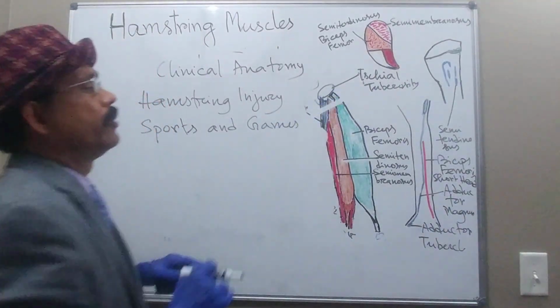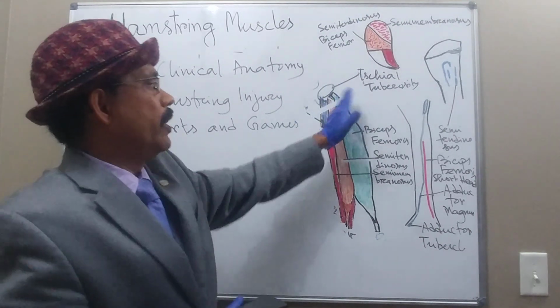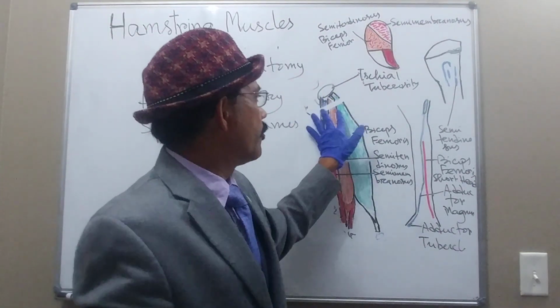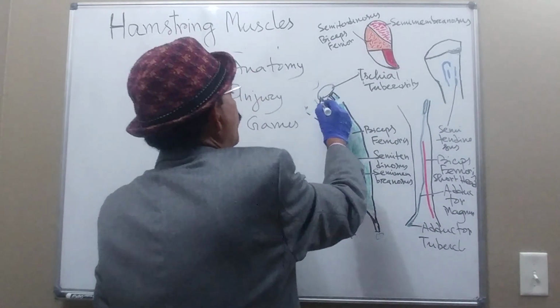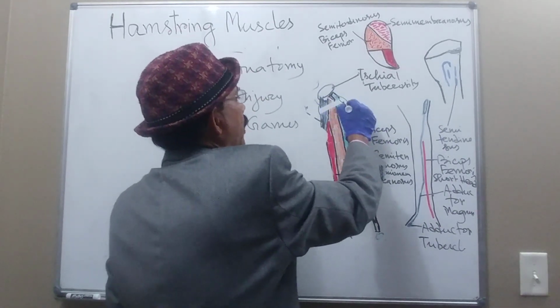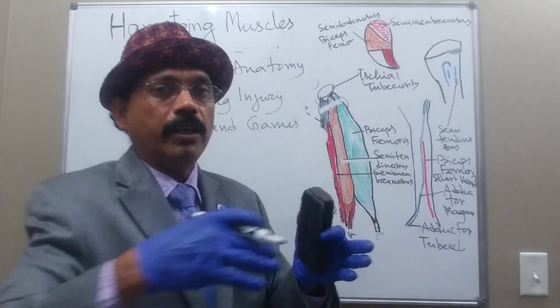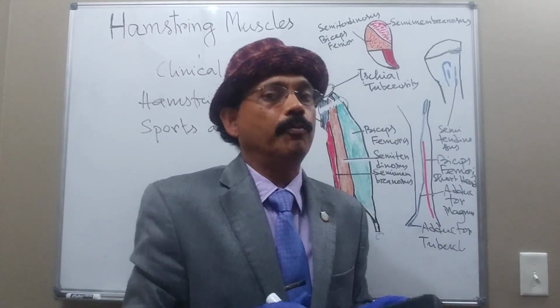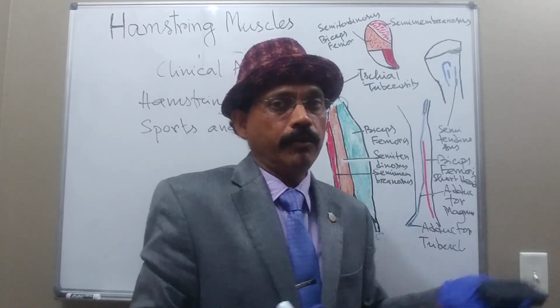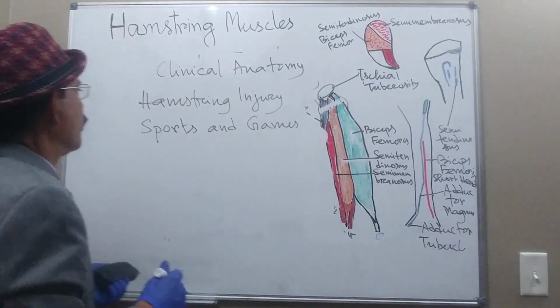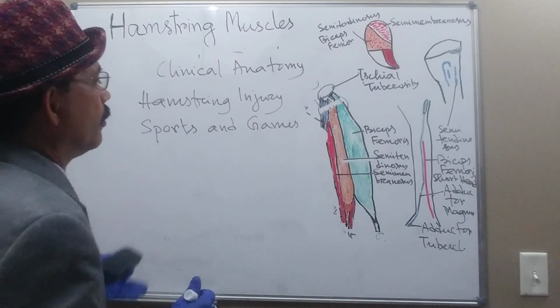There may be damage, and because it is covered by the fascia lata, there will be hematoma. There may be a tear in the muscle fiber. There may be a hematoma that swells up inside the fascia lata, which may be very painful, and the player cannot walk, just lies flat on the field. So hamstring injury is very common.